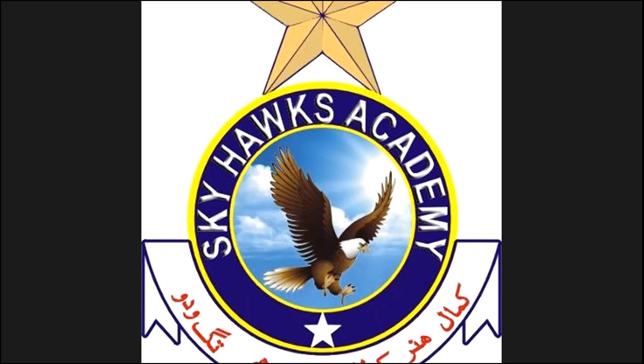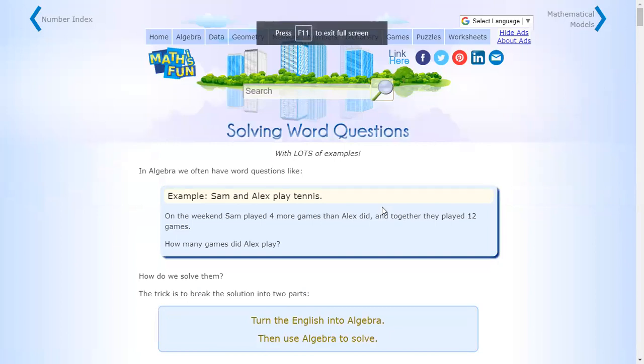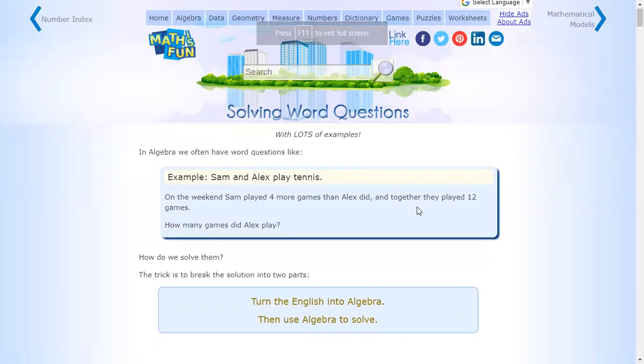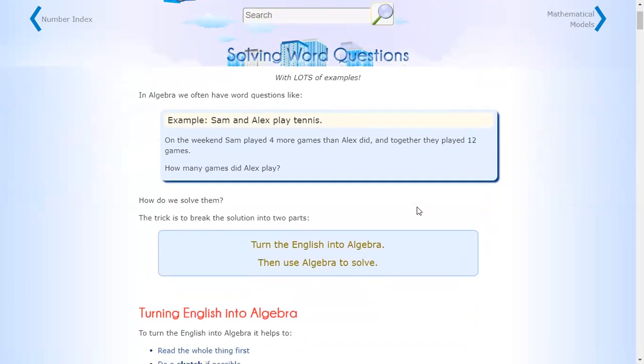understand those questions. Although these are very simple, we are talking about all the methodology involved in that. I'm sure you can see my screen now. Can you see now? Right. Okay. So this is all about solving word questions, word problems. So you will have to read this first example.